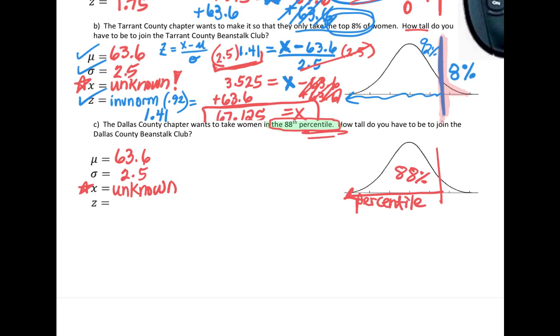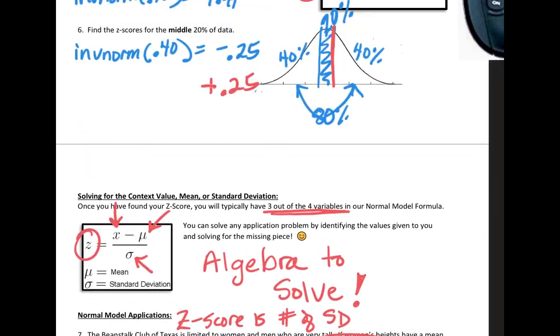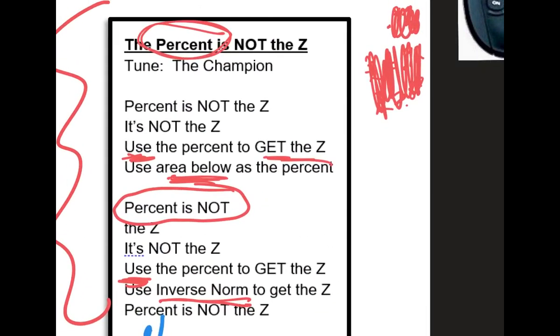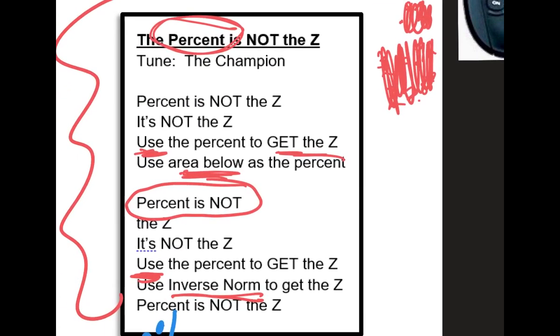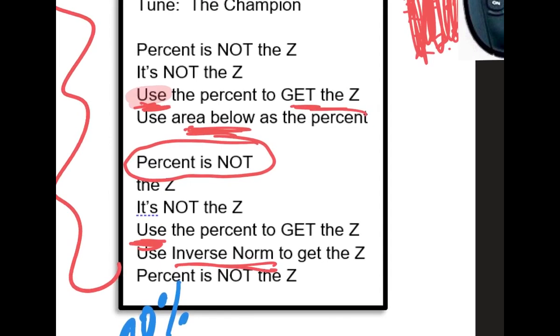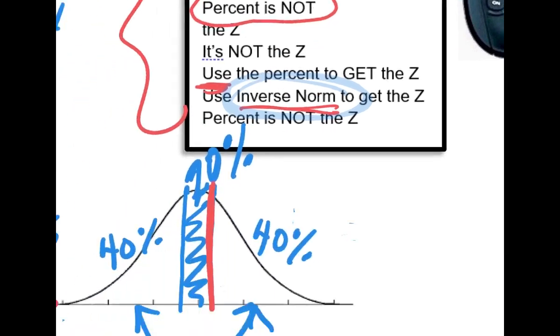So does that mean I come on over here and I go, oh, la-ti-da, z is 0.88 because that said 88%? Holy moly. If you do that right there, then I'm going to get to sing at you or yell at you. I'm going to get to say, percent is not the z. You use percent to get the z. Use area below as the percent. So that's our 88%. The percent is not the z. You use percent to get the z. Use inverse norm to get the z. Percent is not the z.